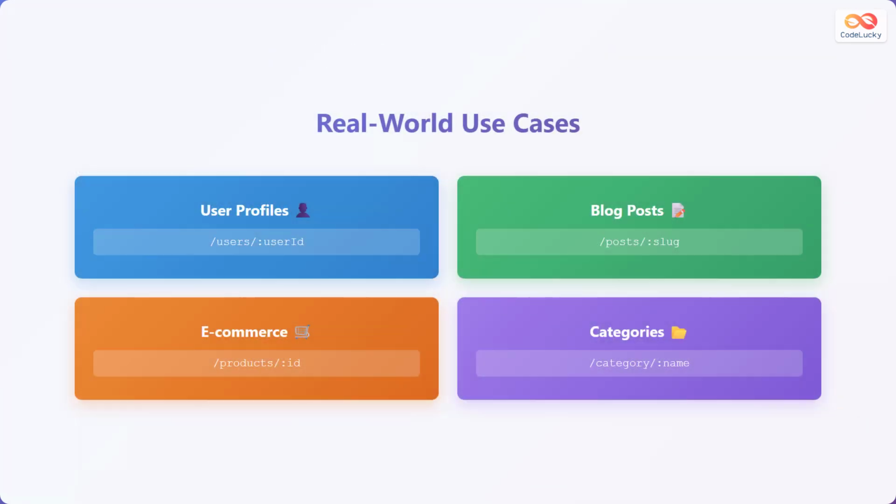Here are some real-world use cases for URL parameters. They are useful for user profiles with the path /user/:userId, blog posts with the path /posts/:slug, e-commerce with the path /products/:id, and categories with the path /category/:name.